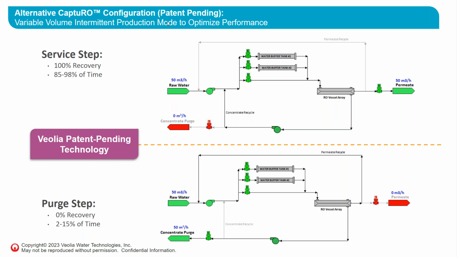And this shows that patent pending variable volume approach I was telling you about, where during your service step, you start out with all your water buffer tanks online, and then during the service step, you can gradually take water buffer tanks offline to optimize how long you're in your service step. So towards the end of the service step, when things are getting concentrated, you can accelerate that salt concentration increase by reducing the amount of volume you have in your system. So that's something we could potentially leverage.